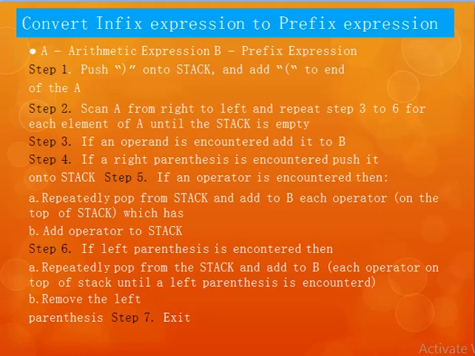each operator which has the same or higher precedence, then add the operator to the stack. Step number 6 is if left parenthesis is encountered, then repeatedly pop from the stack and add to the prefix expression. Remove the left parenthesis, and step number 7 is exit.